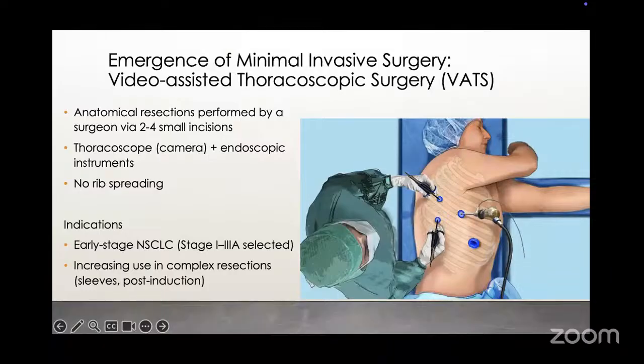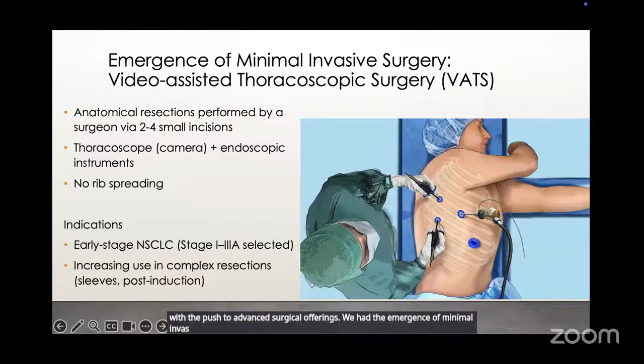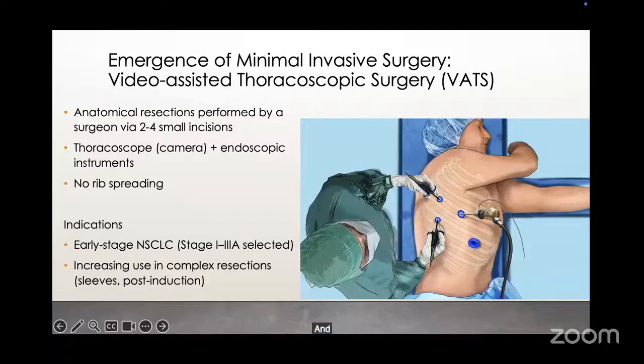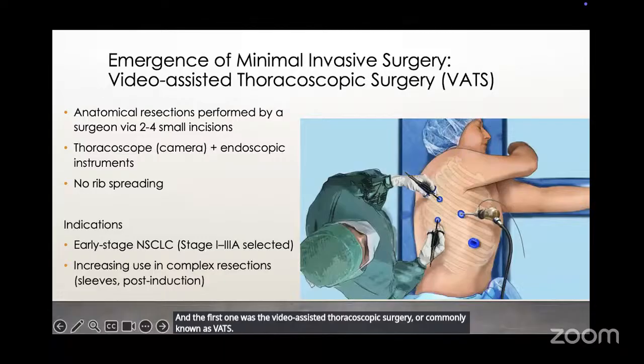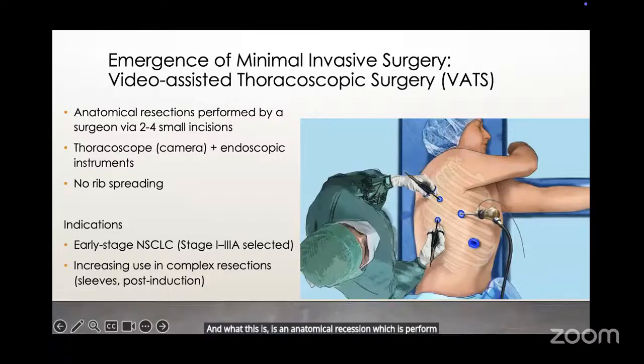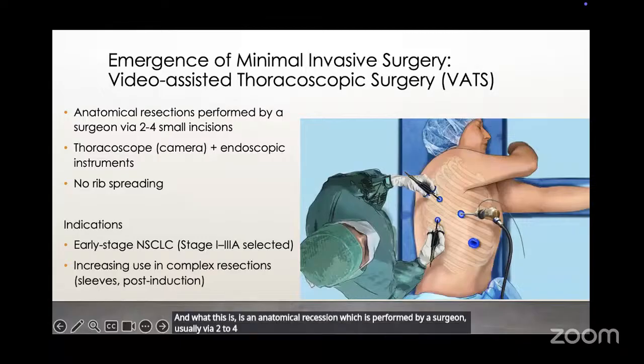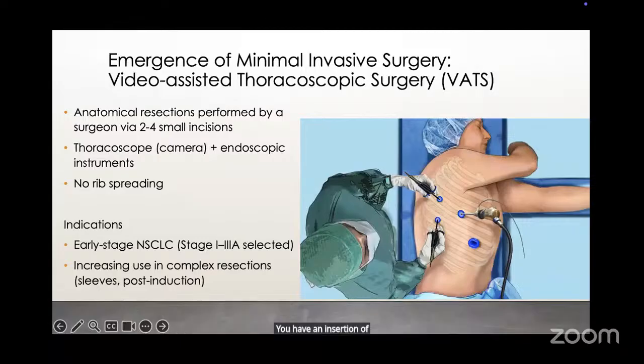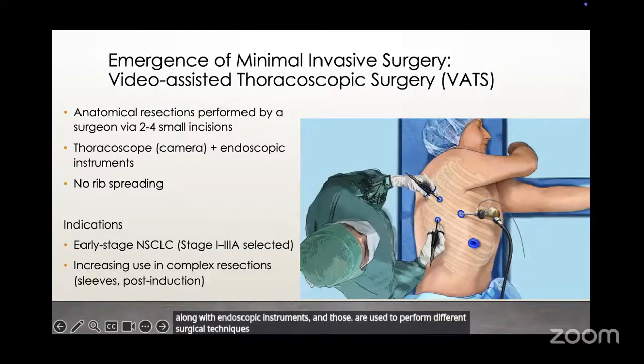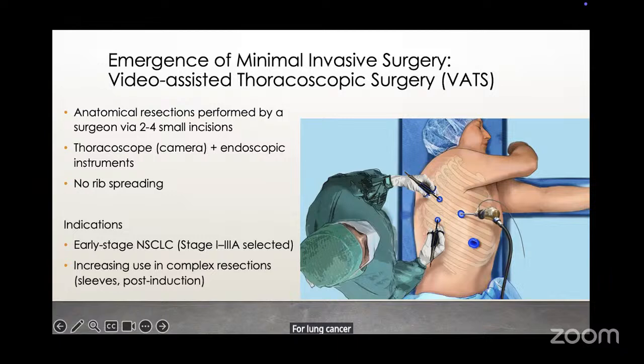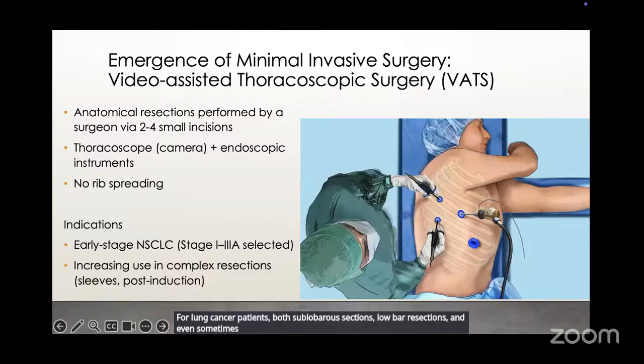With the push to advanced surgical offerings, we had the emergence of minimally invasive thoracoscopic surgery. The first one was video-assisted thoracoscopic surgery, commonly known as VATS. This is an anatomical resection performed by a surgeon, usually via 2 to 4 small incisions on the thorax. You have an insertion of a thoracoscope, or the camera, along with endoscopic instruments, and those are used to perform different surgical techniques. In this case, for lung cancer patients, both sublobar resections, lobar resections, and even sometimes, as needed, pneumonectomies.